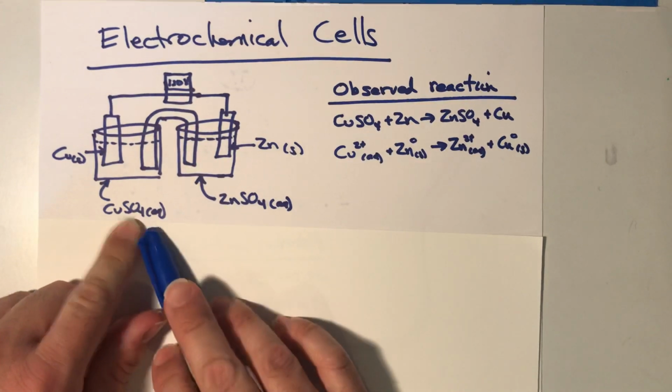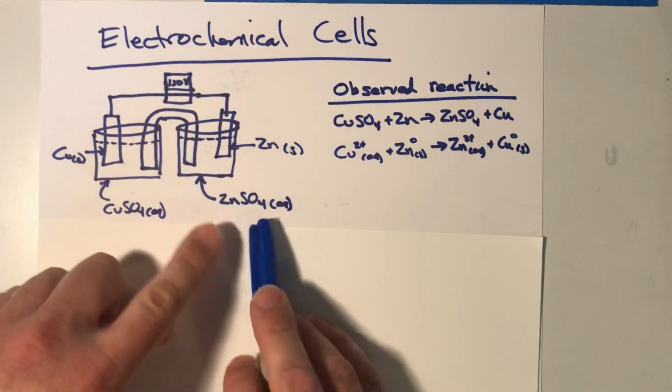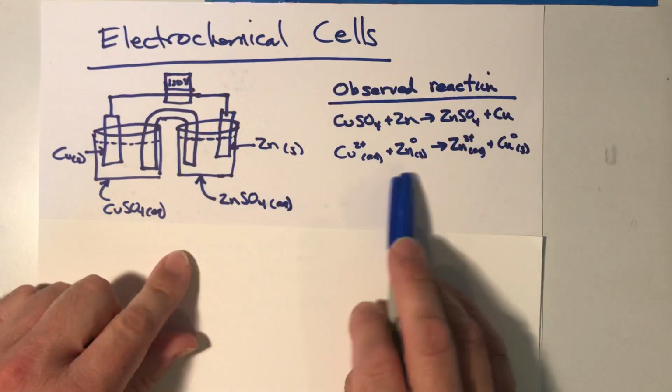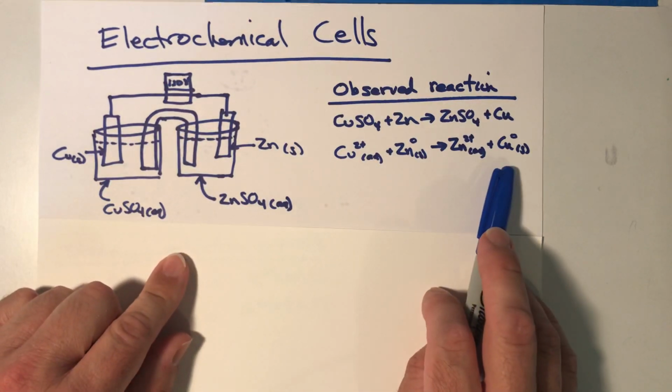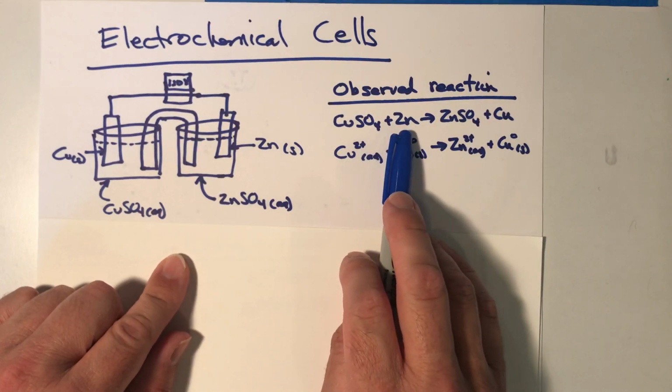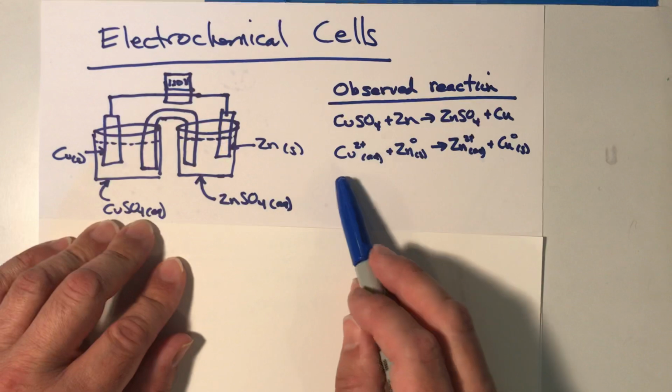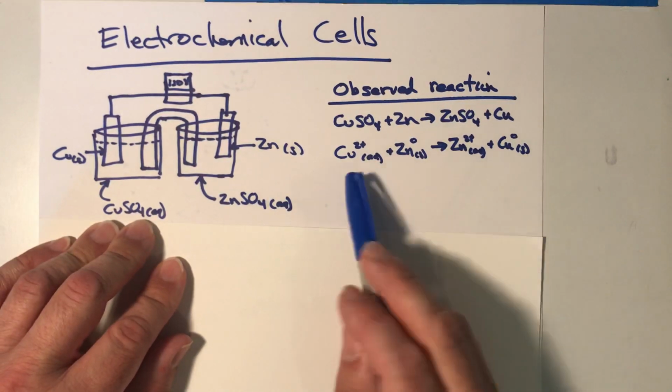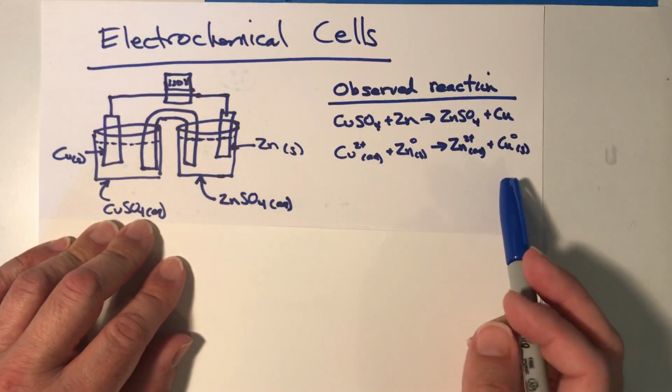We saw in our previous video that if we construct an electrochemical cell composed of copper sulfate and copper metal, and zinc sulfate and zinc metal, the observed reaction is exactly the same one that we would observe if we were to put copper sulfate and zinc together in a single beaker. And so what we need now is a way to predict that this is in fact the reaction that would happen. And there is a way to do this.